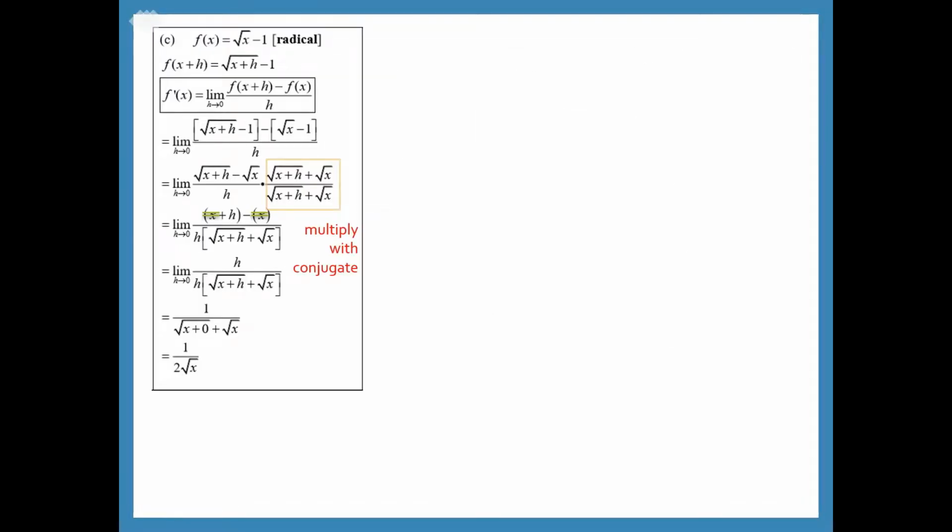C is a radical function where f(x plus h) is equal to the square root of x plus h minus 1. Substitute this into the formula and solve the limit accordingly based on what you have learned in the previous lesson. That is by multiplying both numerator and denominator by the conjugate of the numerator, that is square root of x plus h, plus square root x. Simplify, replace the h with 0. You will obtain 1 over 2 square root x as the answer for the derivative.